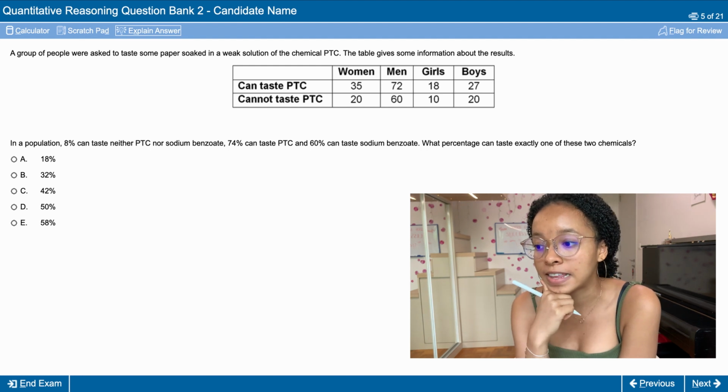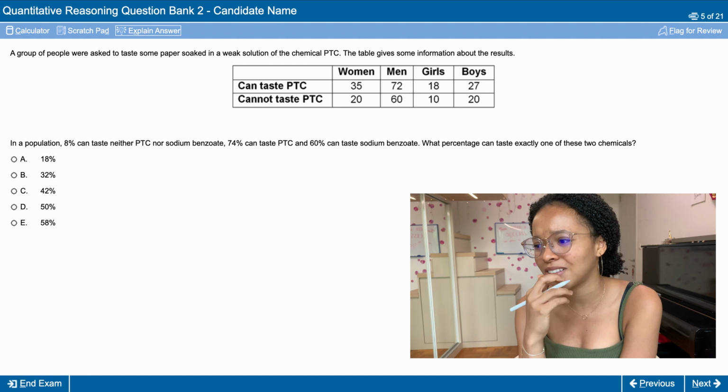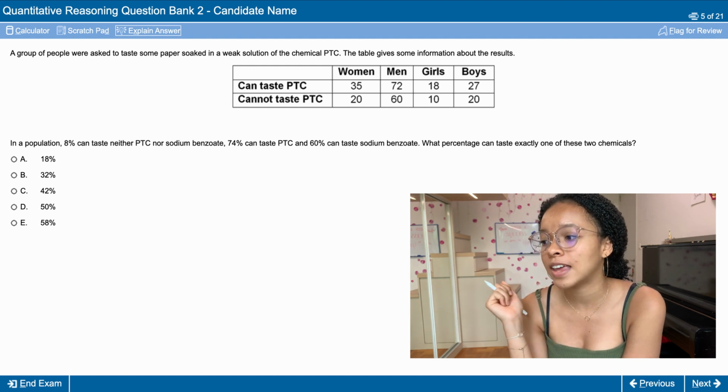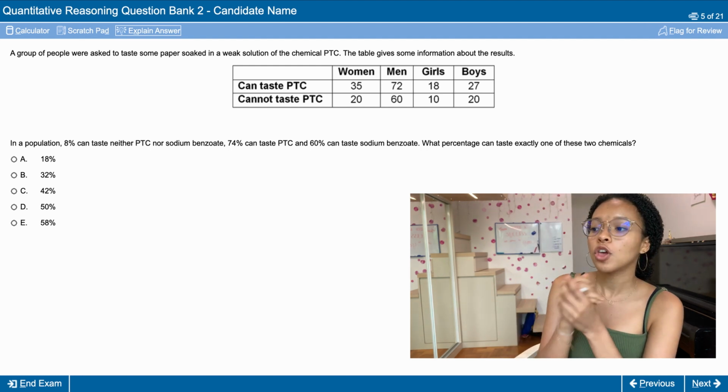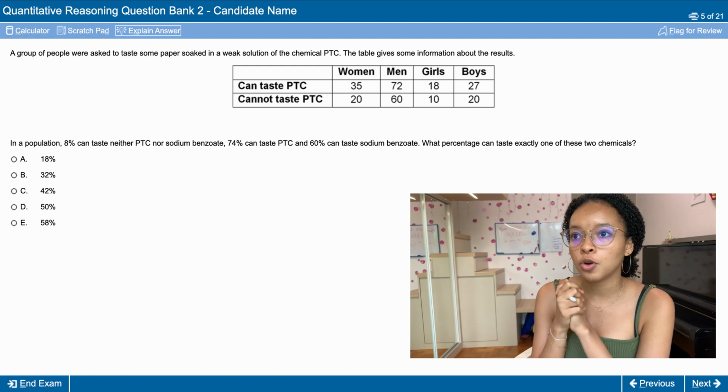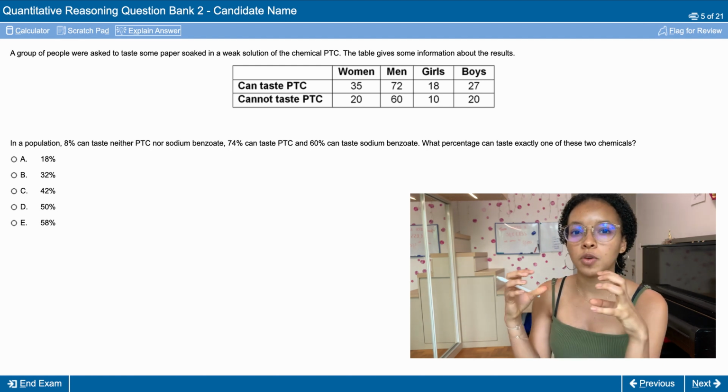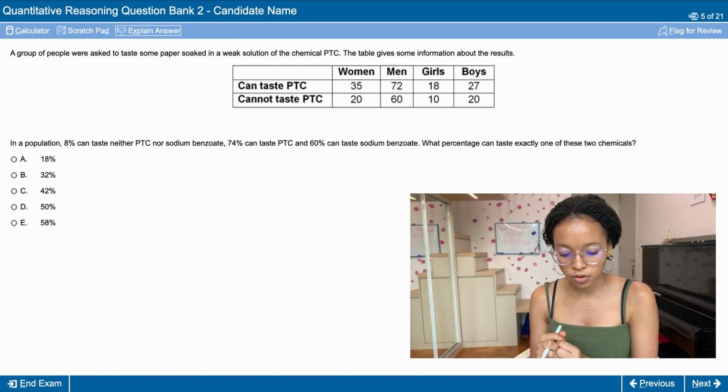74 can taste PTC, and 60 can taste sodium benzoate. I don't know how to pronounce this. And they ask what percentage can taste exactly one of these two chemicals. So how am I going to do this? I'm going to work as if I was doing some probabilities and a Venn diagram. I think that's how it's called.